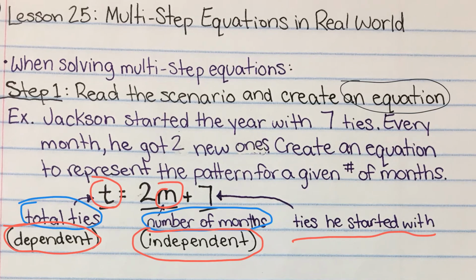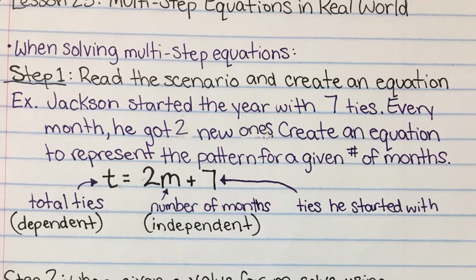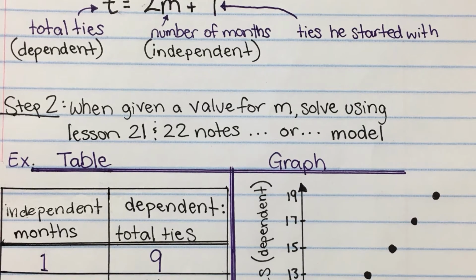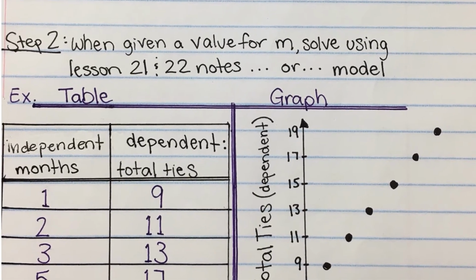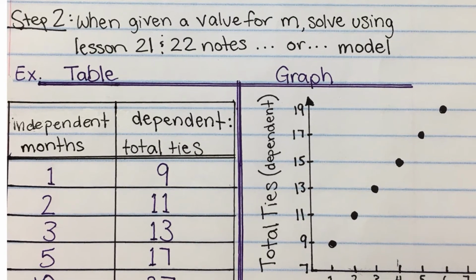So the equation looks like t equals 2 times the number of months plus 7. Now, step 2, we can plug in any number for m, any amount of months. So we can put anything in here for m in that equation. Or what we're really learning how to do today is how to model these equations. Alrighty? So we learned how to do a table during lesson 24, so we'll do a quick review on that.